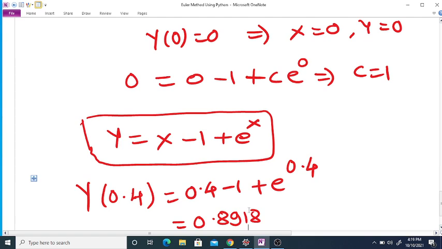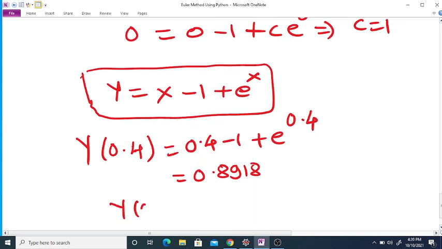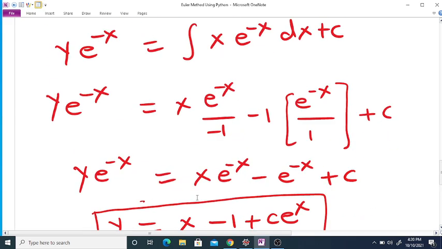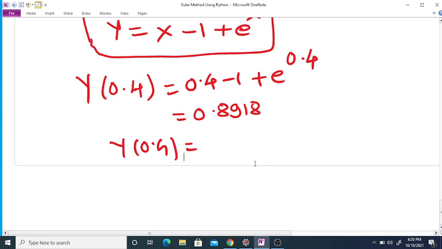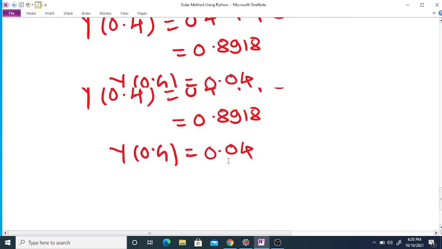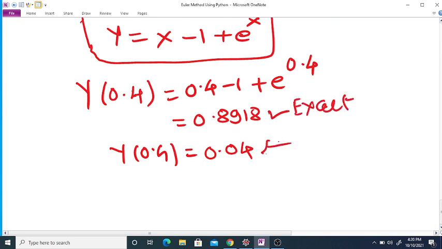0.8918. Now you can see the error. The solution obtained from the Euler method, y of 0.4, is 0.04, and the exact solution we obtained here is 0.8918. So if you observe, the error is very large. This is the exact solution, and this is the approximate solution obtained by using the Euler method. So the error is very large.